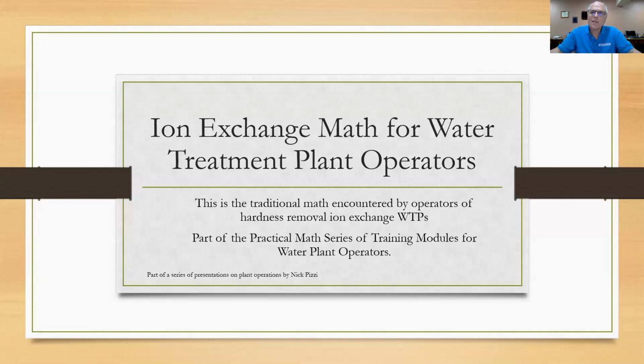It's a traditional math approach that used to be encountered by operators of hardness removal ion exchange water treatment plants back in the day. Nowadays, they engineer a lot of exchange materials for specific issues, but in the old days, it was just a matter of exchanging sodium for calcium and magnesium, therefore removing the hardness of the water, typically of well water.